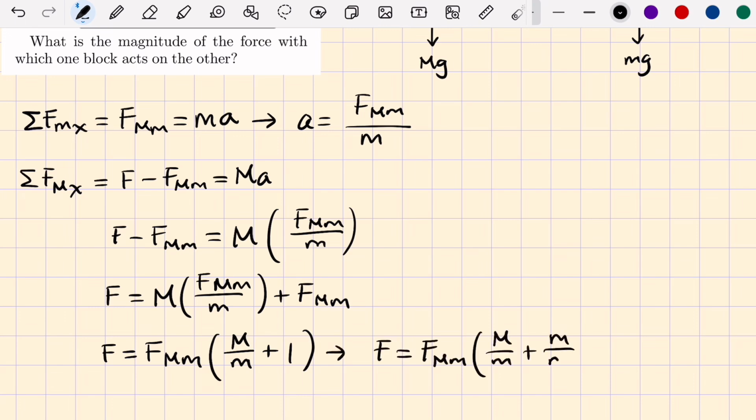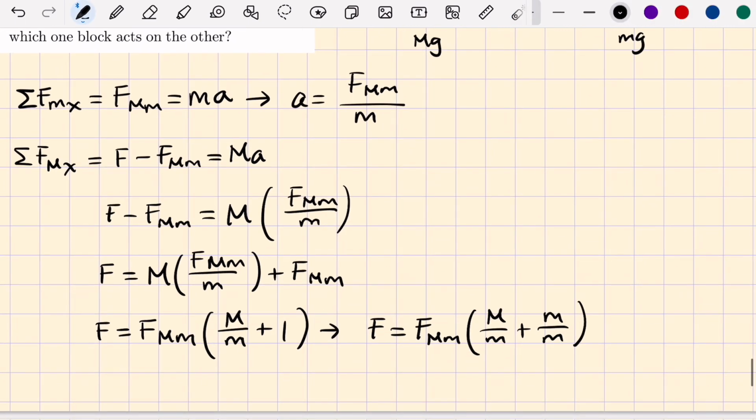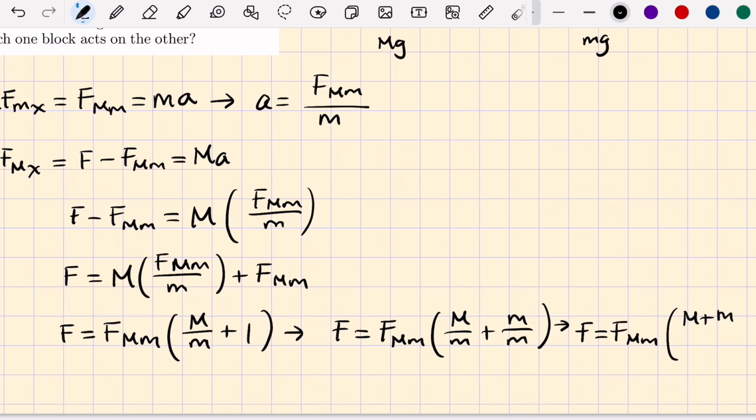If I have lowercase m over lowercase m, that is equal to 1. Now I have the same denominator, so I can just make this into one expression. And now to solve for the contact force between the two masses, we just take the reciprocal of this one. And we'll have a more elegant equation to solve for the force of contact. And that's it.